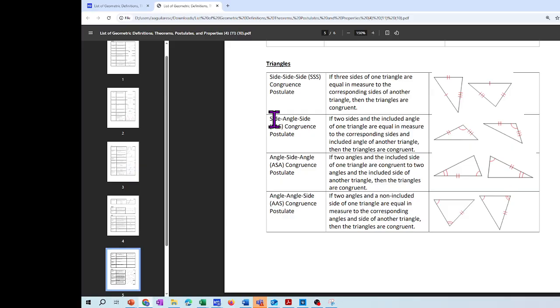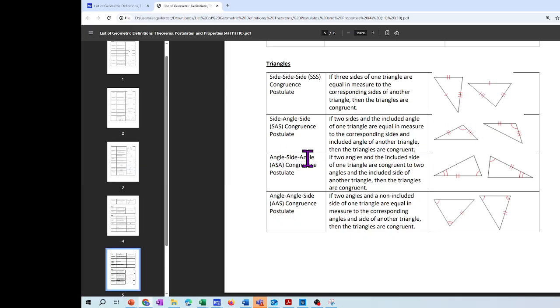Then you have the side-angle-side, which means you're going to have a side that is congruent, with tick marks, then you're going to have in between an angle that is congruent, and then a 3 tick mark means that this side is congruent. So a side, an angle, and a side, whereas the angle is in between.